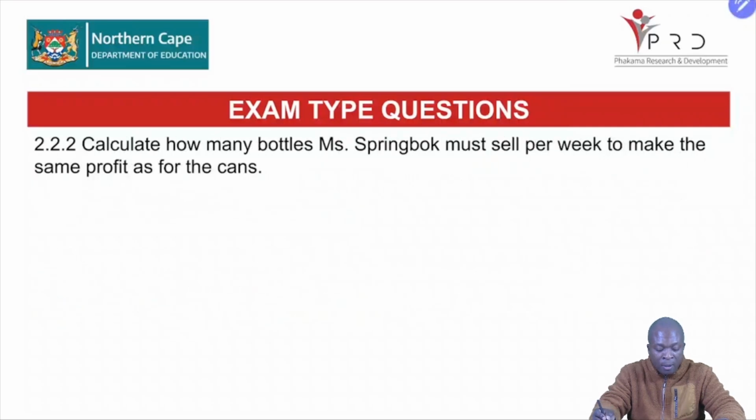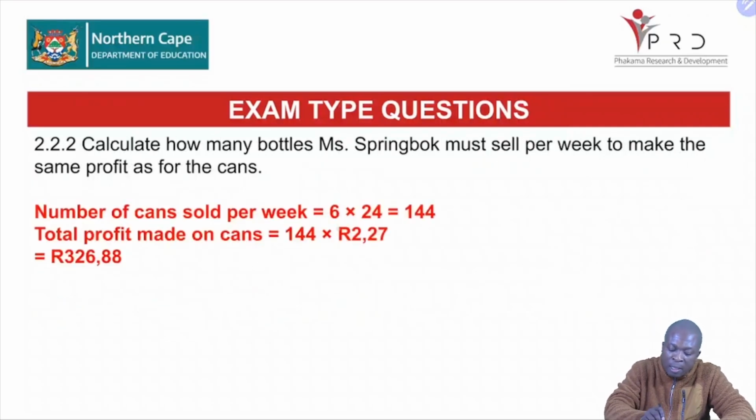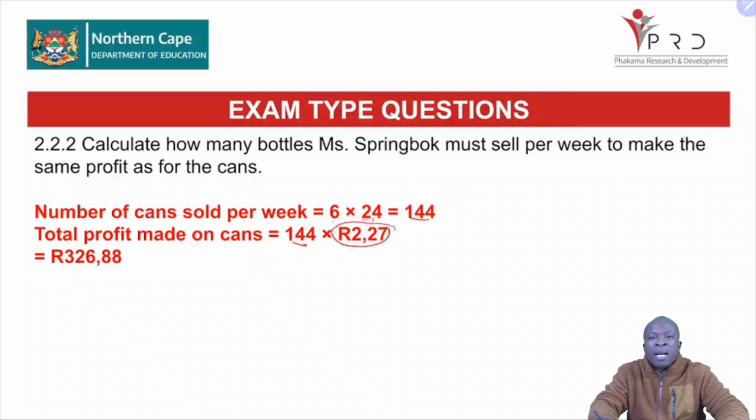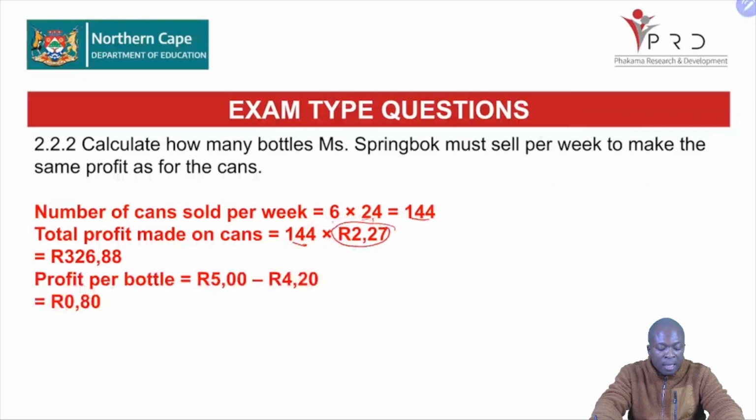Welcome back, learners. So this is how we are supposed to work it out. The number of cans that we are selling per week was what? 24, isn't it? So 24 by 6. That will give us 144 cans that we sell. All right. What is the profit? Remember, each can we make a profit of 2.27. So if we sell all 144 cans, then we are going to get 326.88.